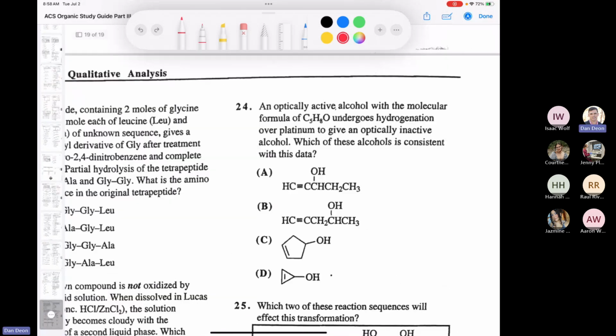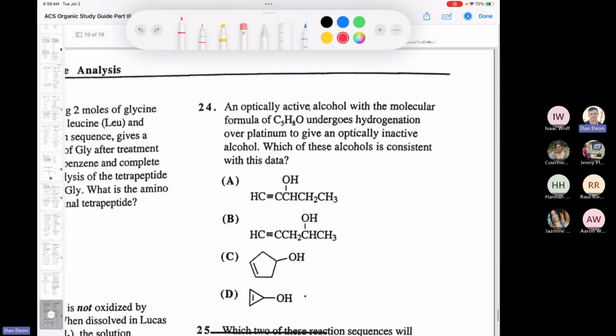Yeah, this again is like a type of MCAT or DAT question where they love to write a blurb ahead of time. You know, they love blurb questions. Anyhow, it says an optically active alcohol with a molecular formula of C5H8O undergoes hydrogenation over platinum to give an optically inactive alcohol. Which of these alcohols is consistent with this data?